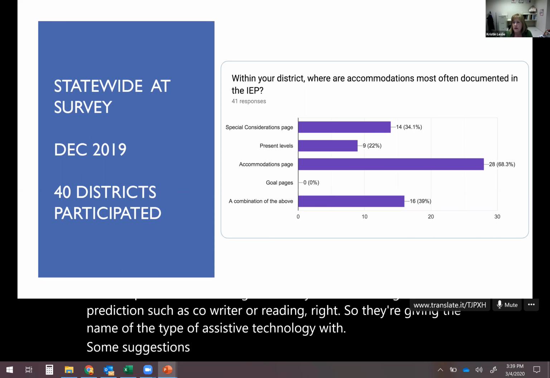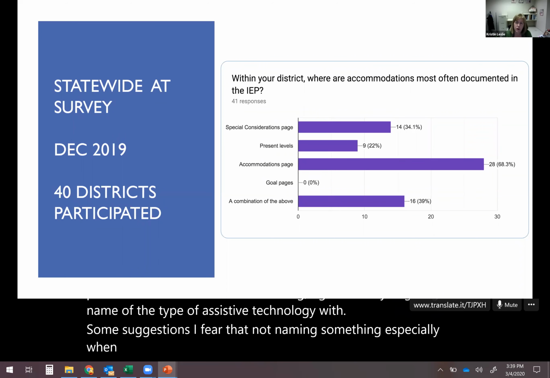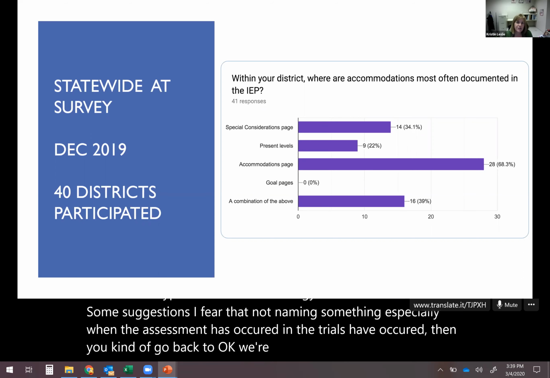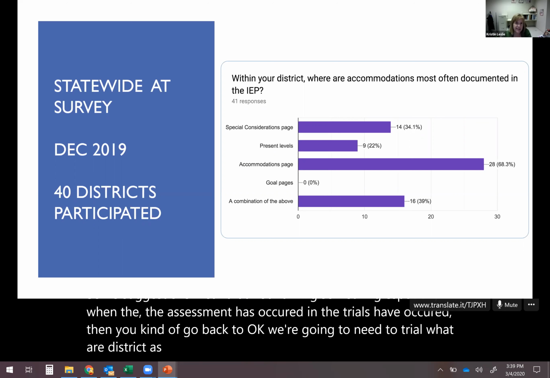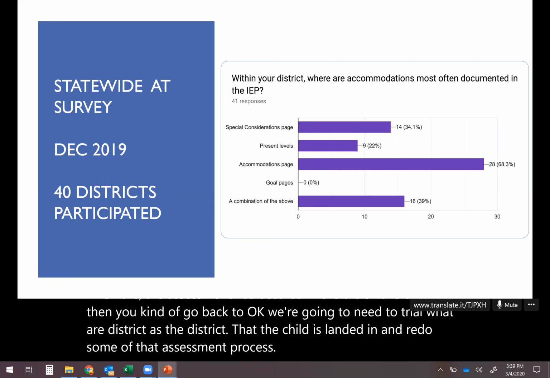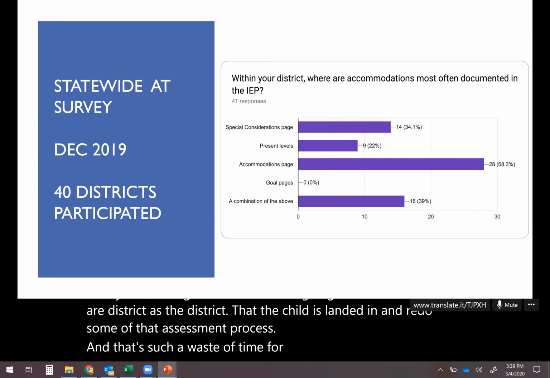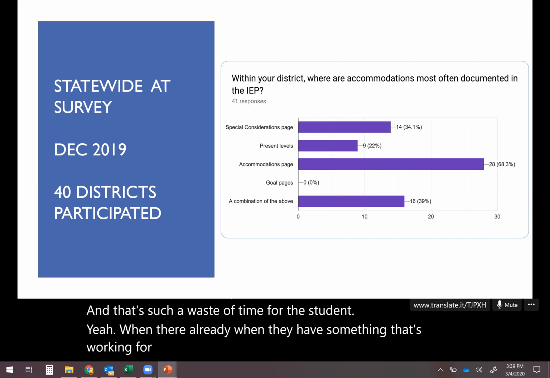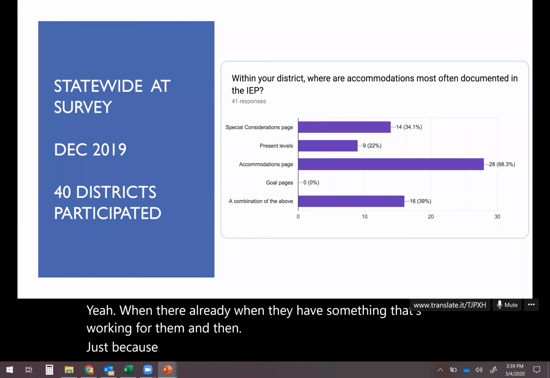I fear that not naming something, especially when the assessment has occurred and the trials have occurred, then you kind of go back to, okay, we're going to need to trial what our district has, the district that the child has landed in, and redo some of that assessment process. And that's such a waste of time for the student. Yes. I mean, when they have something that's working for them, and then just because the knowledge is not shared, it's just not a good situation.